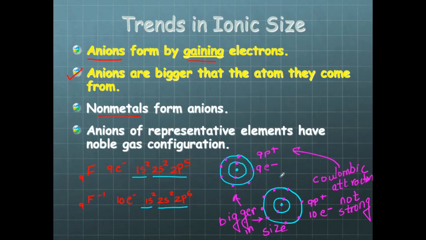Okay, so now let's look at the next statement. Okay, so the anions of representative element, and fluorine is a representative element, would have the same configuration as noble gas. So this anion here has the same electron configuration as neon.